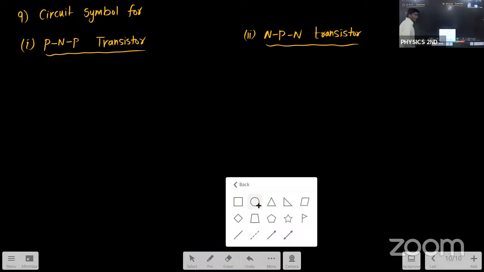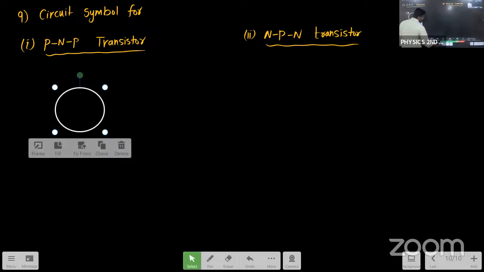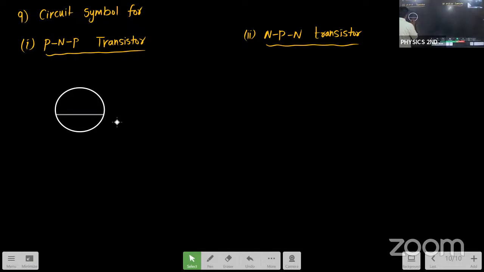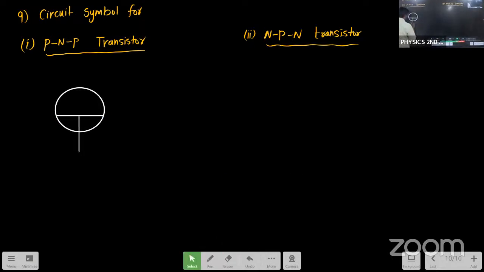In some books, the diagram is given in a wrong manner. Please try to draw the diagram something like this. So here we'll have 3 terminals. This terminal is called the base terminal.